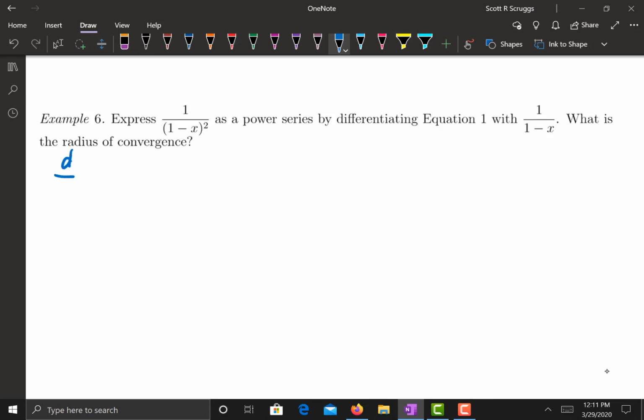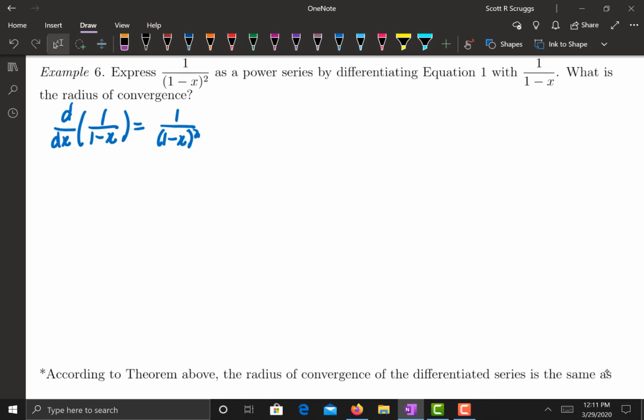the derivative of 1 over 1 minus x equals 1 over 1 minus x squared. So keep that in mind. So what I'm going to do is express 1 over 1 minus x squared as a power series. And here's how we're going to do that. I'm going to do 1 over (1 minus x) squared. I recall that that is the derivative of 1 over 1 minus x.